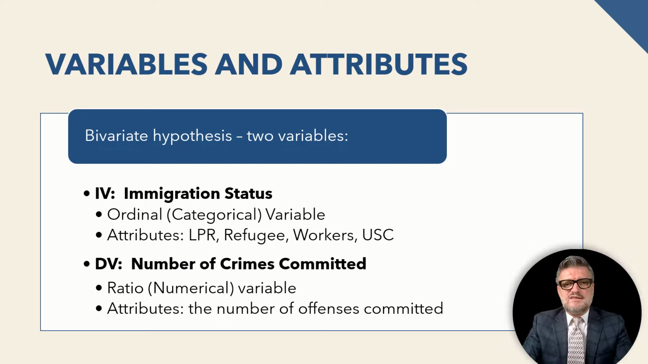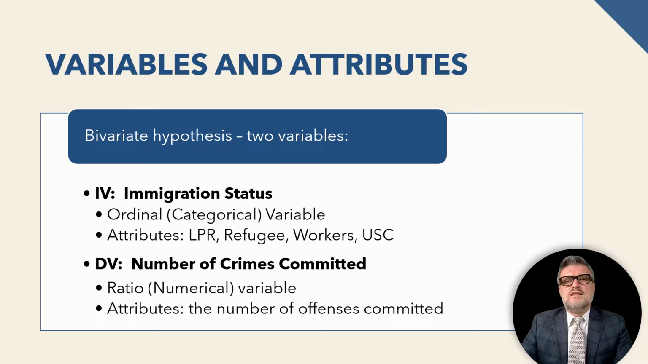This hypothesis has two variables, immigration status and number of crimes committed. Immigration status is a categorical variable because it contains categorical attributes such as lawful permanent residents, also known as LPR or green card holder, refugees, workers, and naturalized U.S. citizens, not those who were born in the United States.